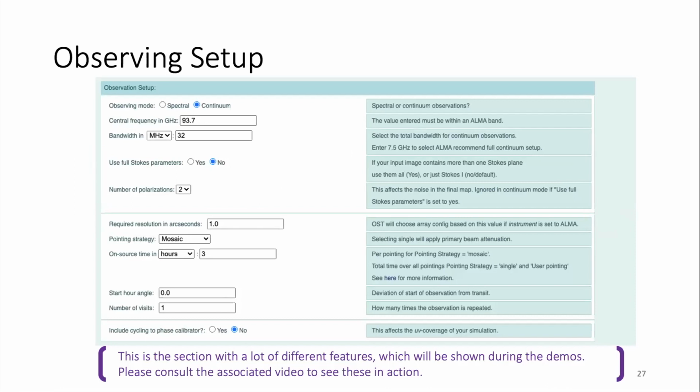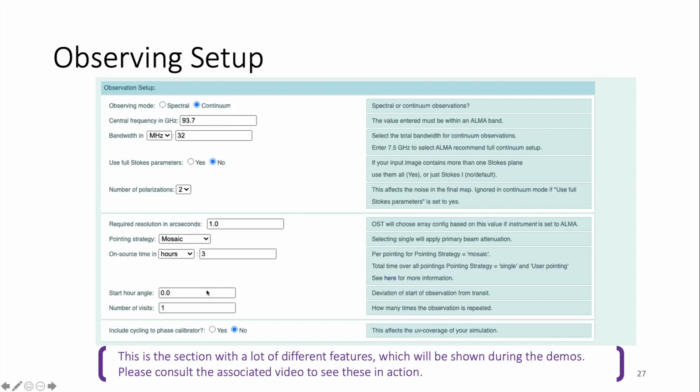Okay. Then we have the observing setup. There's a lot to go through here, and I will discuss it during the live demos, but the main ones to note are whether you are doing a continuum or a spectral observation. That will change these parameters here. Your central frequency and bandwidth, these are typical parameters, but are observing mode specific. We'll see that in the demos. This required resolution is the one that I mentioned before, which comes into play if you select ALMA or ALMA plus ACA. And then you have pointing strategy, time on source, start hour angle.